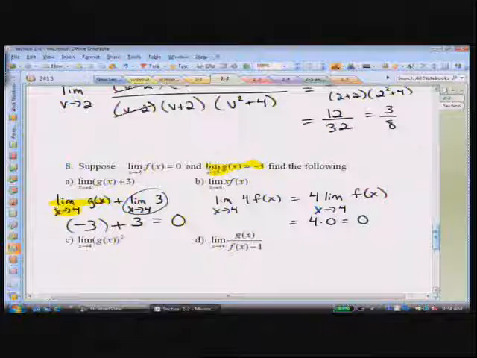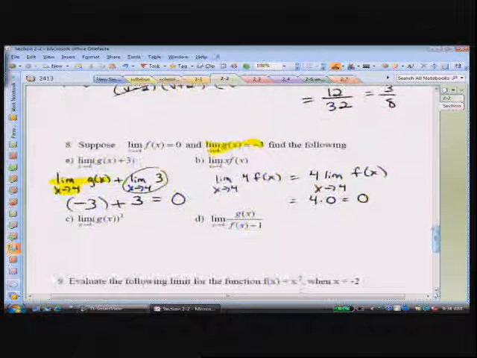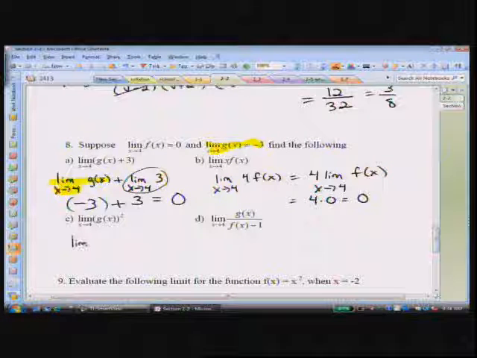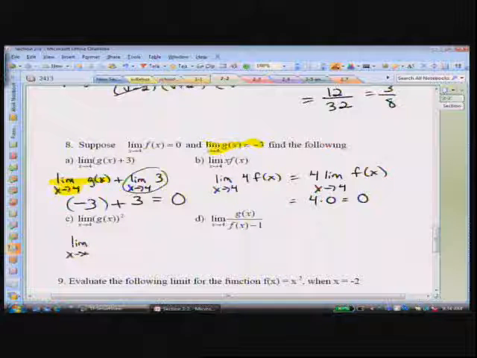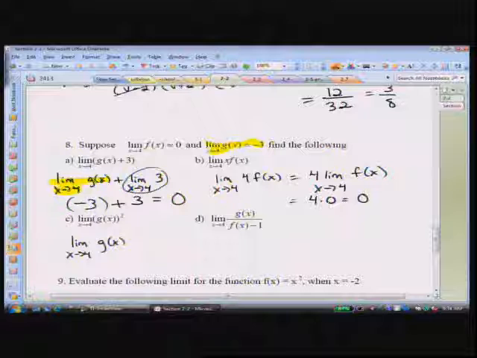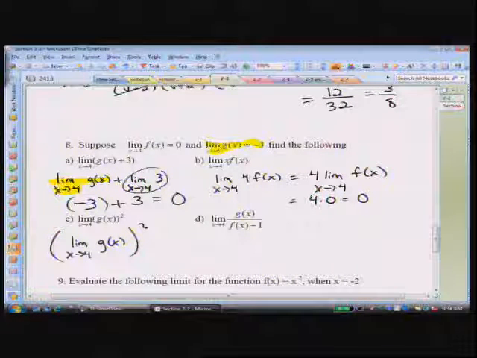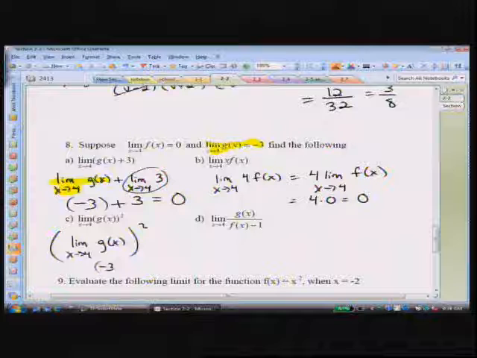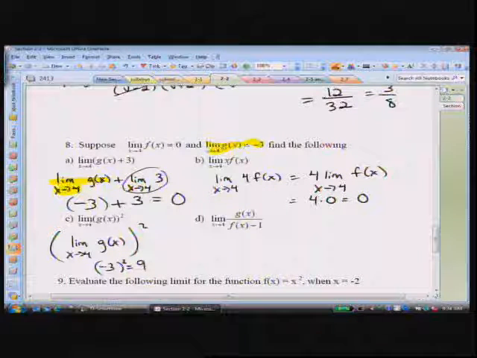Now, on C, it says the limit as x approaches 4 of g of x quantity squared. Well, you want to think of that as the limit as x approaches 4 of g of x, whole thing squared. Okay? We know what this limit is. We were told it's -3, and so we're going to square it, and we get 9.